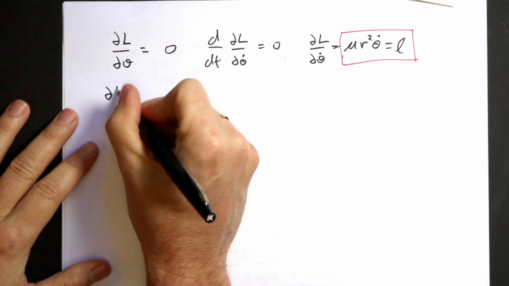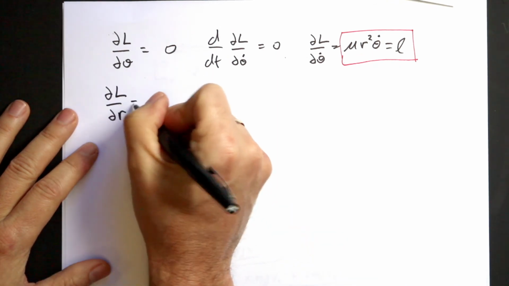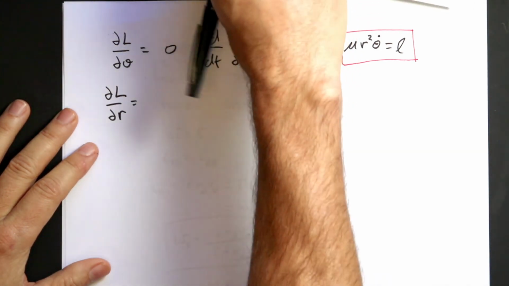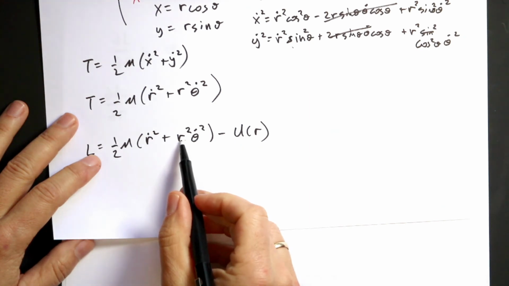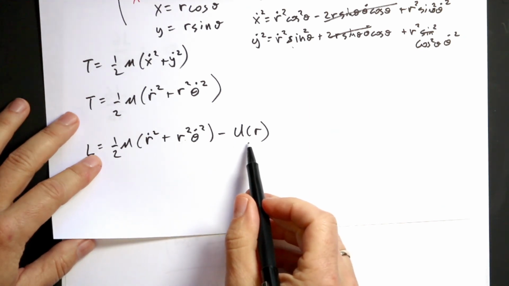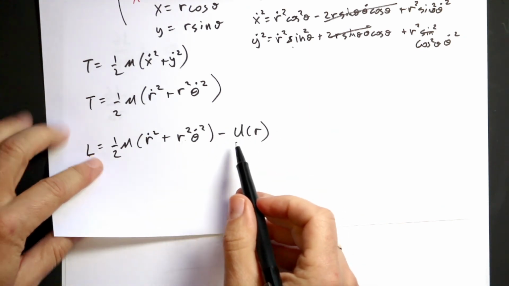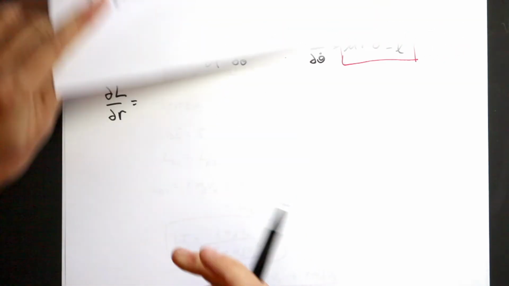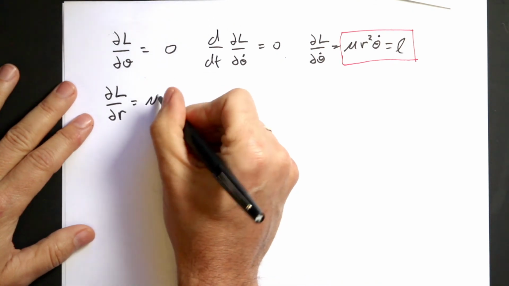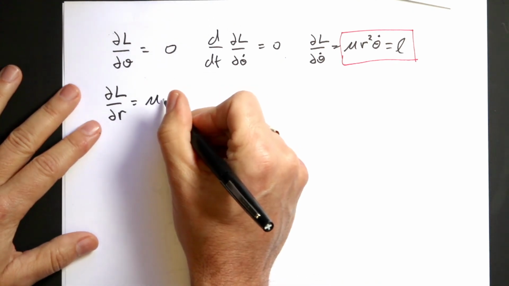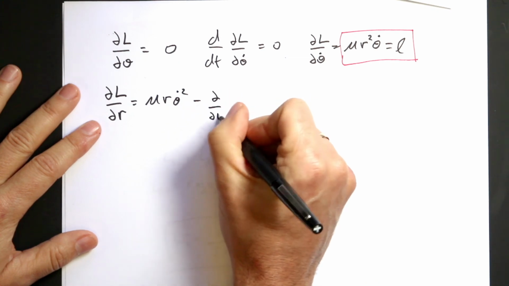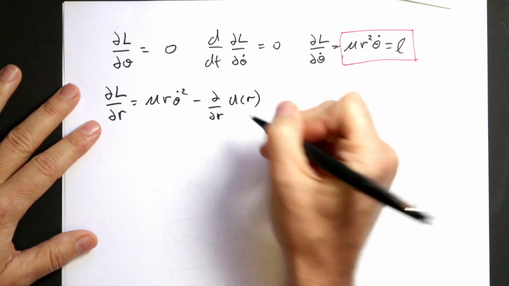So the partial of L with respect to r. I'm not going to pull it up. We can do it. I guess I should. There's only this term that has an r and that term has an r. We don't know this function, but we can still take the partial. So the partial of this with respect to r is going to be mu r theta dot squared. So I get mu r theta dot squared minus the partial with respect to r of u of r.